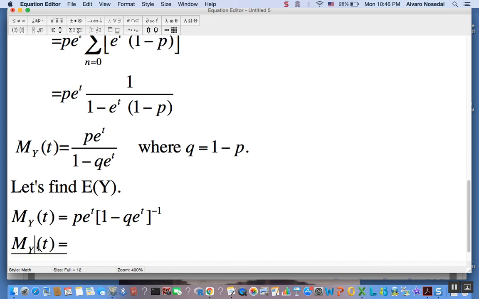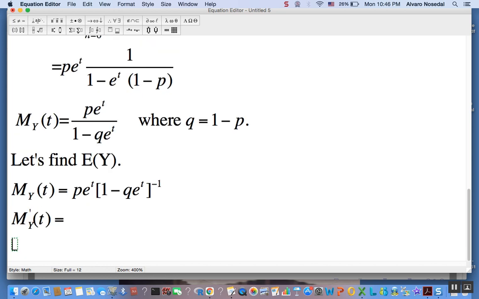So let's find the first derivative with respect to t, okay, M prime. So it's a product, so I will find the derivative of a product. It's the derivative of this guy, and I leave that guy as is, okay? No problem. So the derivative of pe^t happens to be pe^t, right? And I leave this factor, the second factor, untouched, okay? No problem.